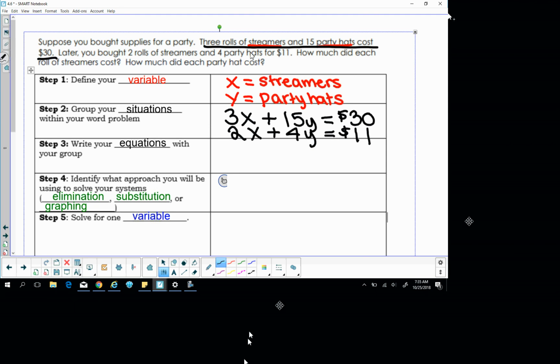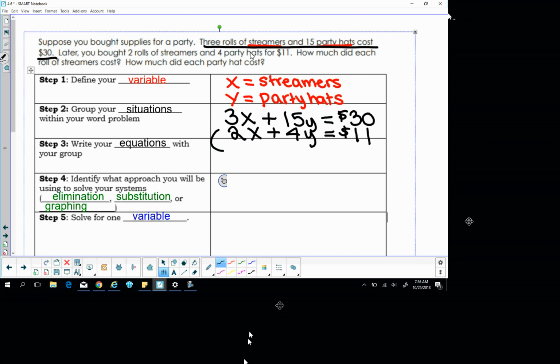Then we want to figure out how much he is paying for each one. So I know in the end I'm going to have to figure out, based on these 2 situations, how much is a streamer, how much is a party hat. And so this goes for both of these, right? We were able to group them and figure out, okay, how do we write them as equations?